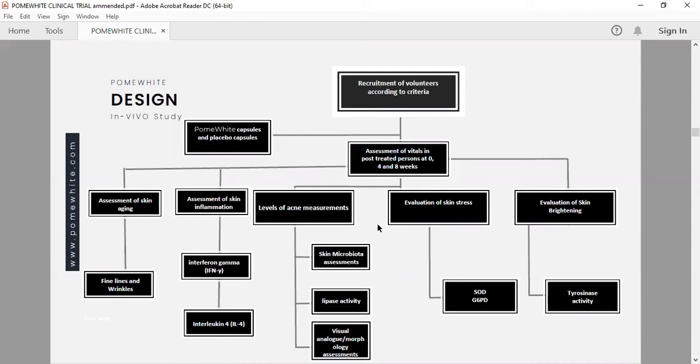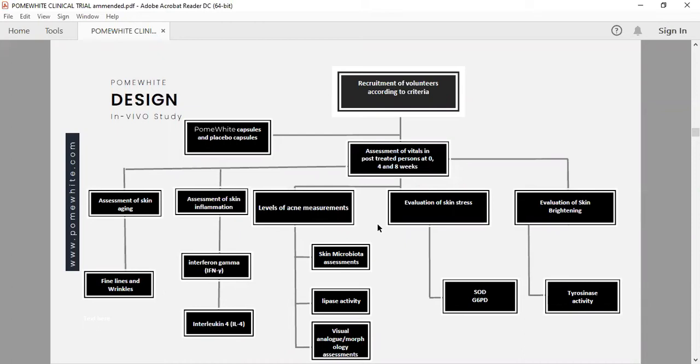Here, with our samples after swabbing, we send these samples to the microbiology lab, and there we assess the presence of skin commensal bacteria and acne-causing, infection-causing bacteria, both at week 0, at week 4, and at week 8, at three levels.